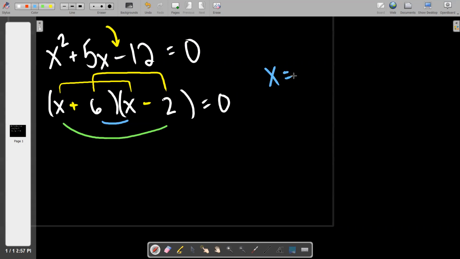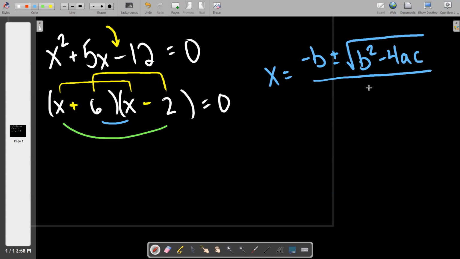It says this, that in any quadratic equation, x will always be equal to the opposite of b plus or minus the square root of b squared minus 4 times a times c, all divided by 2a.